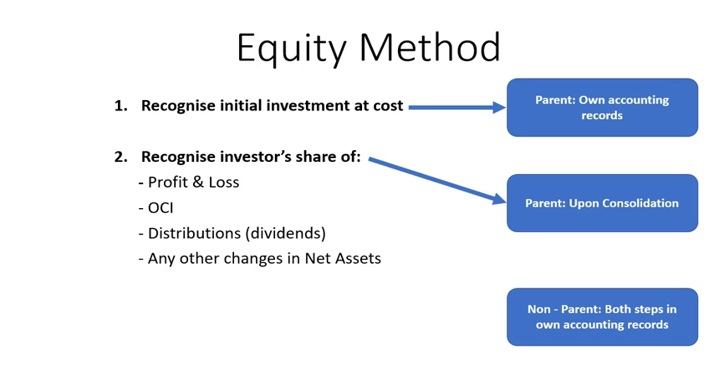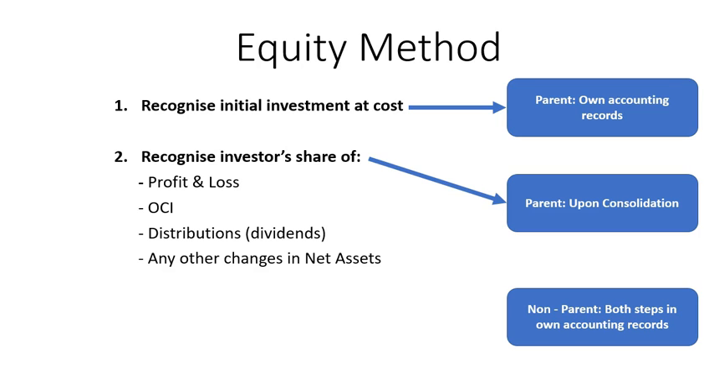So the equity method has two broad steps. First step, we need to recognize the initial investment at its cost. Second step, we need to recognize the investor's share of any profit and loss, OCI, distributions, or any other movements in net assets based on their ownership proportion.